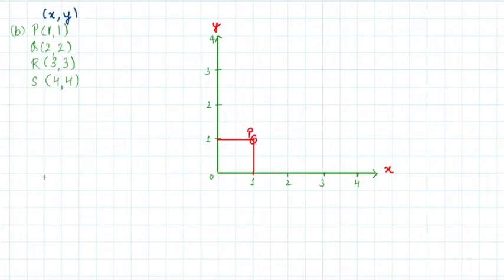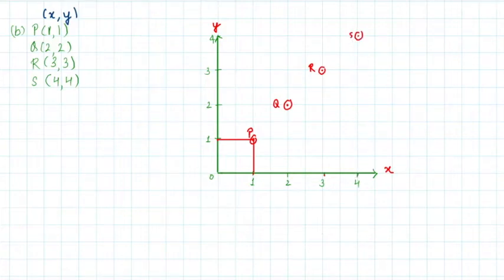This is P. Now Q's ordered pair is (2, 2). It means x is 2, y is 2. So 2 and 2, this should be your Q point. Then (3, 3). So this is your 3 here, and 3 on the y-axis from here is this. So this becomes the R point, and then (4, 4). So this is your S point.